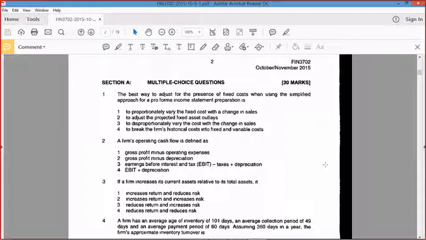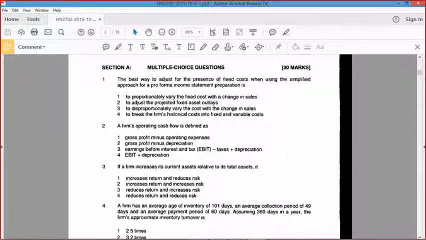Okay, so I'm just going to start with the multiple choice. The first few are theory questions, so I want to see if you would be able to answer these in terms of what you've covered so far, just as a general revision of some of these concepts. So if we look at the first one, they're asking you about the best way to adjust for the presence of fixed costs when using the simplified approach for the pro forma statements.